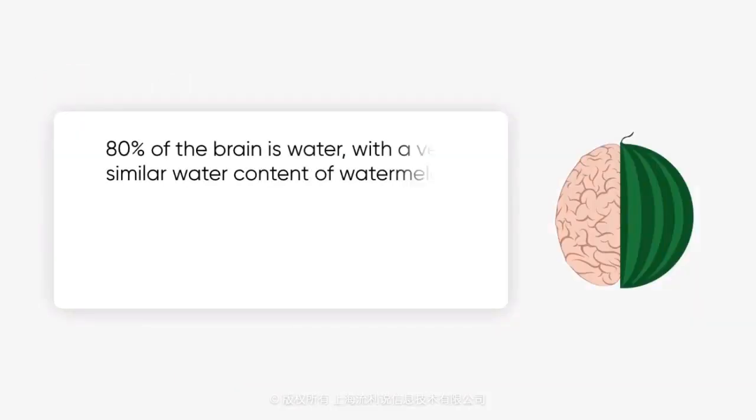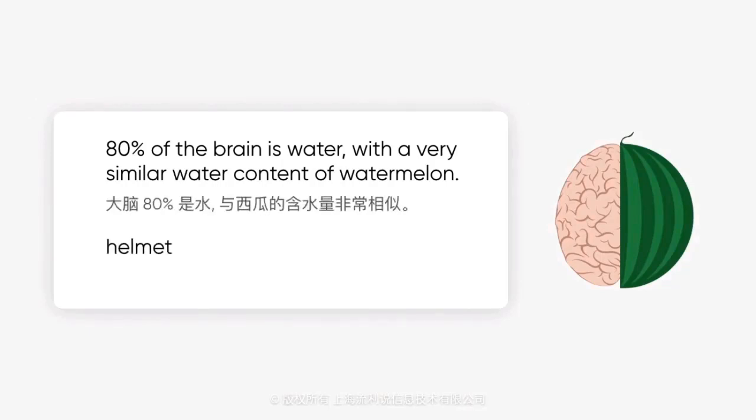80% of the brain is water, with a very similar water content to watermelon. This is why the bones of your skull are needed to protect your melon. Also, you should wear a helmet when playing sports to further protect your brain against sudden impact.